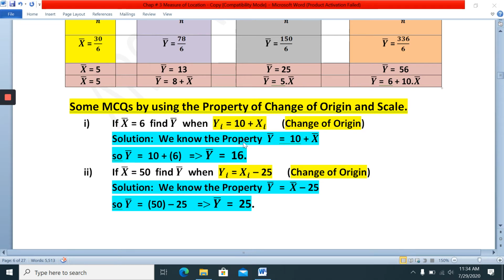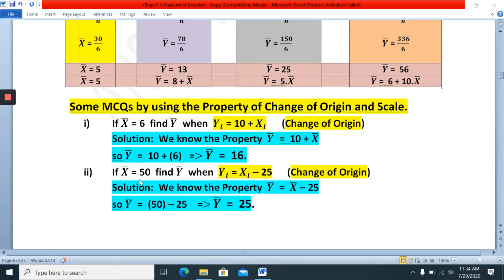We know the property. So y bar becomes 10 plus x bar. Now we have to find the value of y bar. Just replace the value of x which is given in the question. So 10 plus 6, 10 plus inside the bracket is the x bar answer, which is 16. So 16 is our answer for y bar according to the change of origin property.